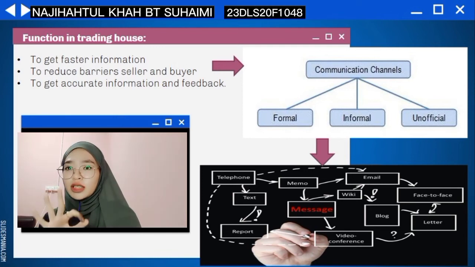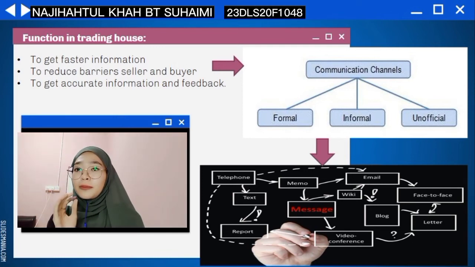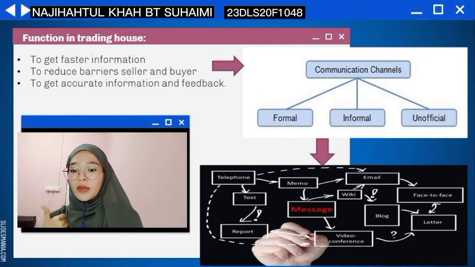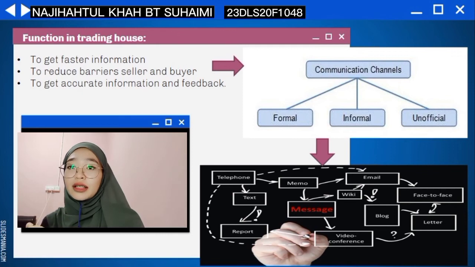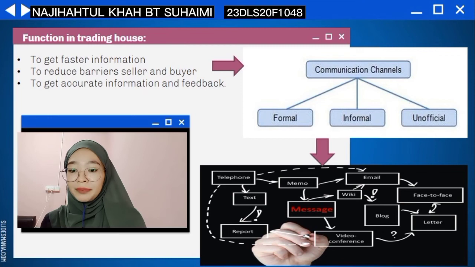Next are three communication channels by formality. First is formal, where the buyer gets the information directly from the supplier. Second is informal, which is getting readable information from an information setting at channels of the business. And lastly is unofficial, which is getting the information from a social setting.